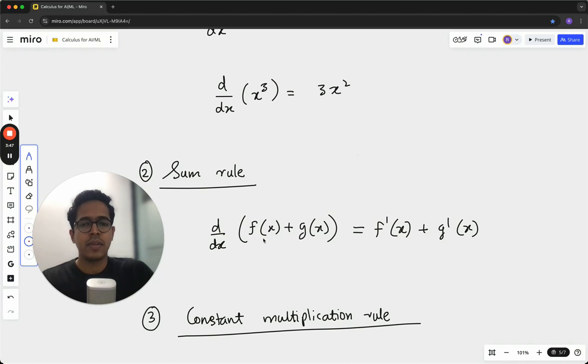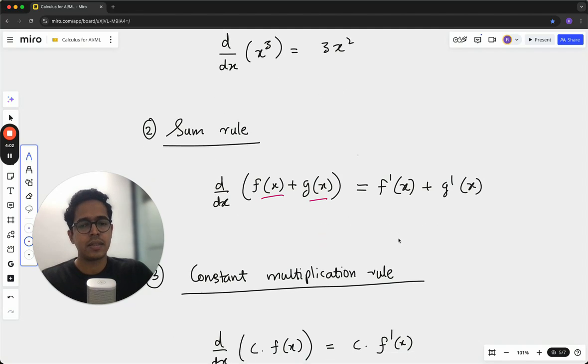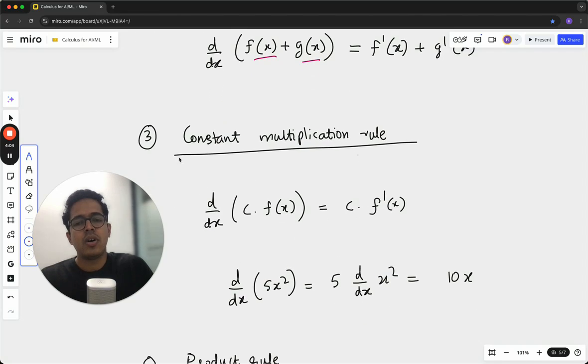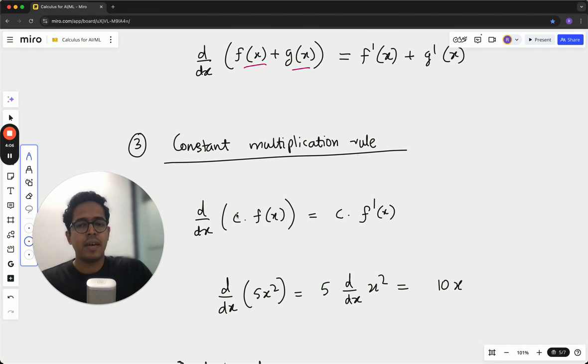Then there is something called the sum rule. So d by dx of the sum of two functions is the sum of the derivatives of those functions. So it's equal to d by dx of f of x plus d by dx of g of x, which you can simplify as f prime of x plus g prime of x. Fairly simple. I don't even want to show this with an example. It's fairly straightforward. There is something called the constant multiplication rule. If you have a constant within the function and you're taking the derivative of that whole thing, you can bring the constant outside.